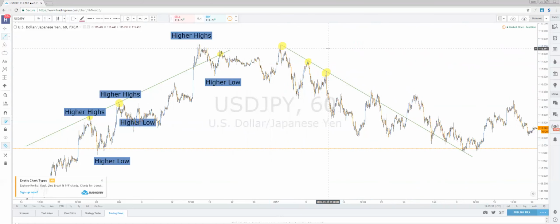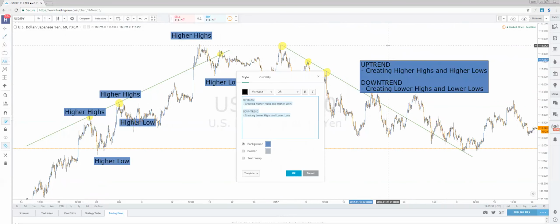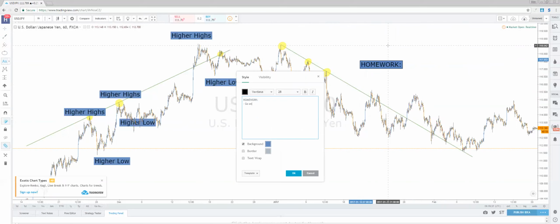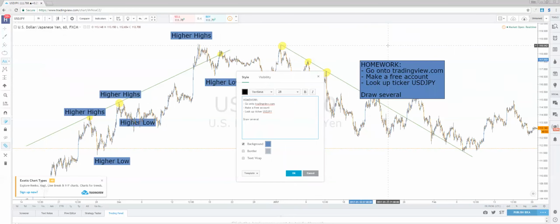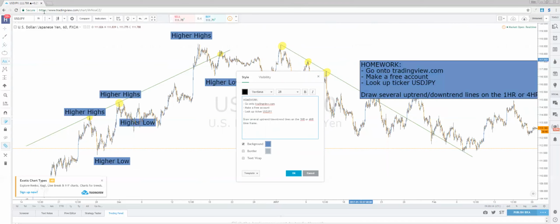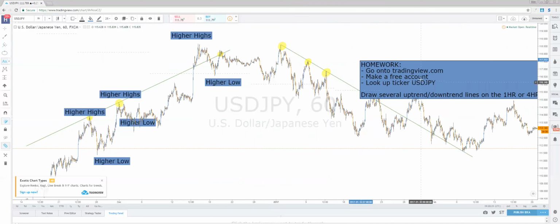All right. So you have homework to do. Your homework is to go onto tradingview.com, make a free account, look up the ticker USDJPY, and I want you to draw several uptrend and downtrend lines on the 1 hour or 4 hour time frame. Okay, remember, choose the time frame by clicking the drop down next to the ticker here. Okay, 1 hour, 4 hour. All right, so here's your homework.